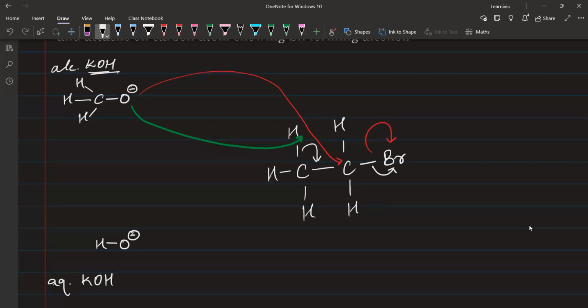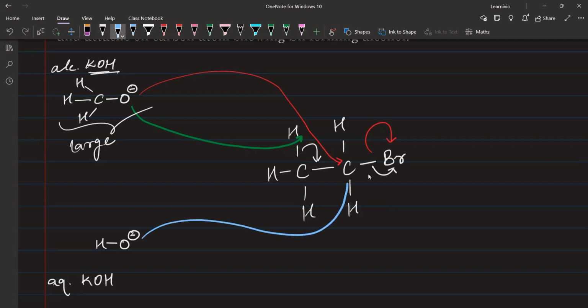Look at the red pathway: you can see that there will be a lot of steric hindrance because this molecule is also large, and the alkoxide will have some problem approaching this carbon. So the easier pathway will be the green pathway. Make sense? Yes or no, please tell me. Yes, sir. But OH negative, since it is very small in size, can easily navigate through the carbon atoms and attack the alpha carbon. Makes sense? So the alkoxide pathway is not possible due to larger size.